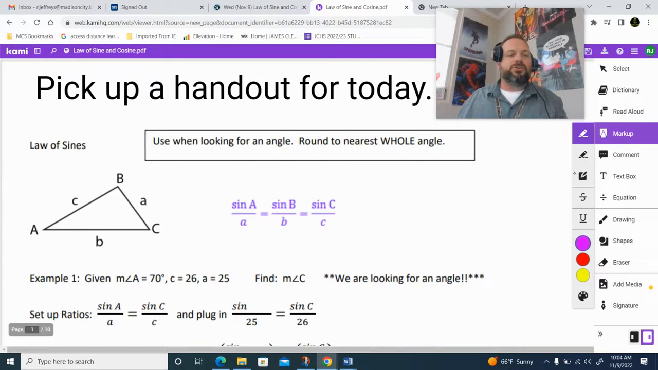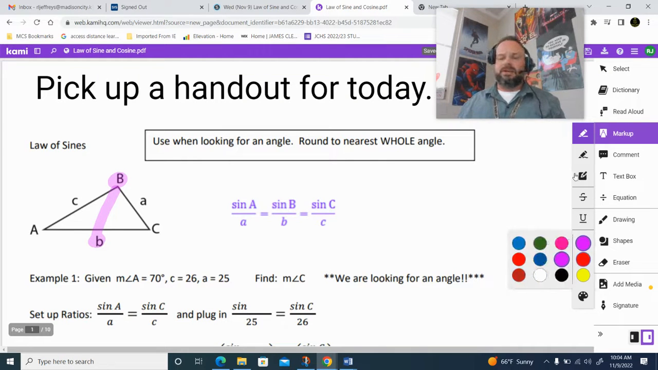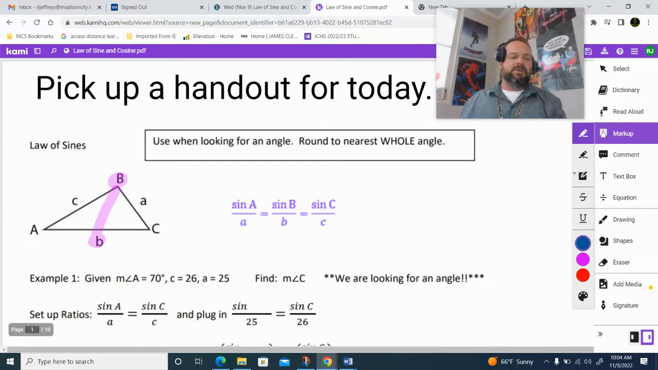Look, the big letters are the angles, the little letters are the sides. Why it's done like that, I have no idea. But remember, why a lot of stuff doesn't make sense in math? Drugs.